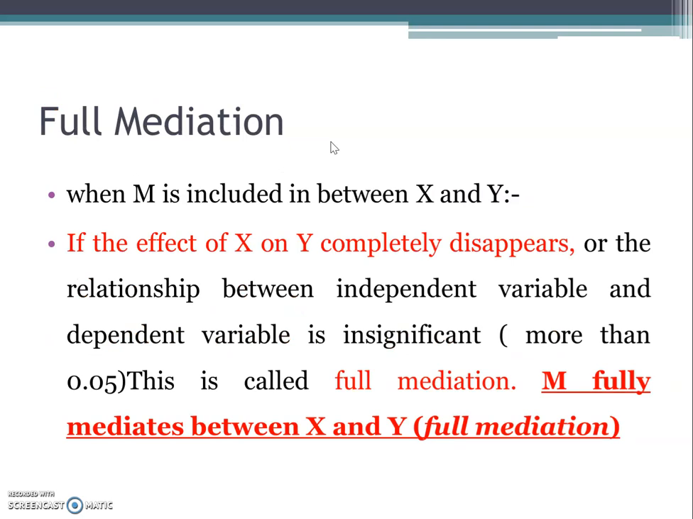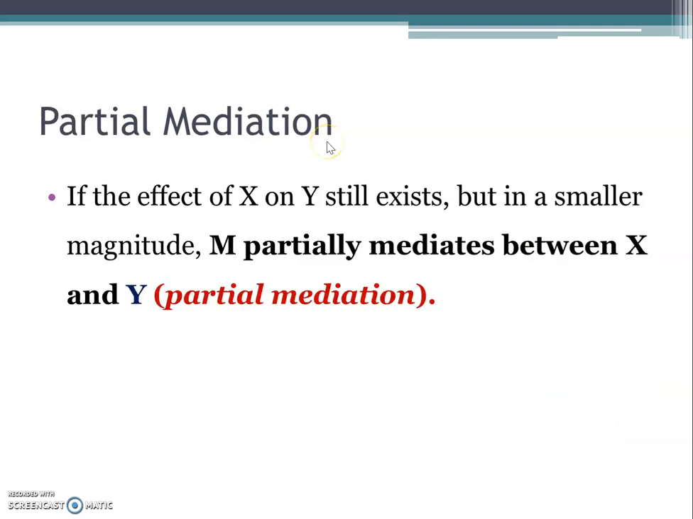So now I conclude what is full mediation. Full mediation means if the effect of X on Y, that is the independent effect of independent variable on dependent variable, completely disappears, or the relationship between independent and dependent variable is insignificant, that is p-value less than 0.05, then it is called a full mediation. Then what is partial mediation? If the effect of independent variable on dependent variable still exists, but in a smaller magnitude, it means that the relationship between independent and dependent variable is significant, but in a smaller magnitude. So this is called a partial mediation.